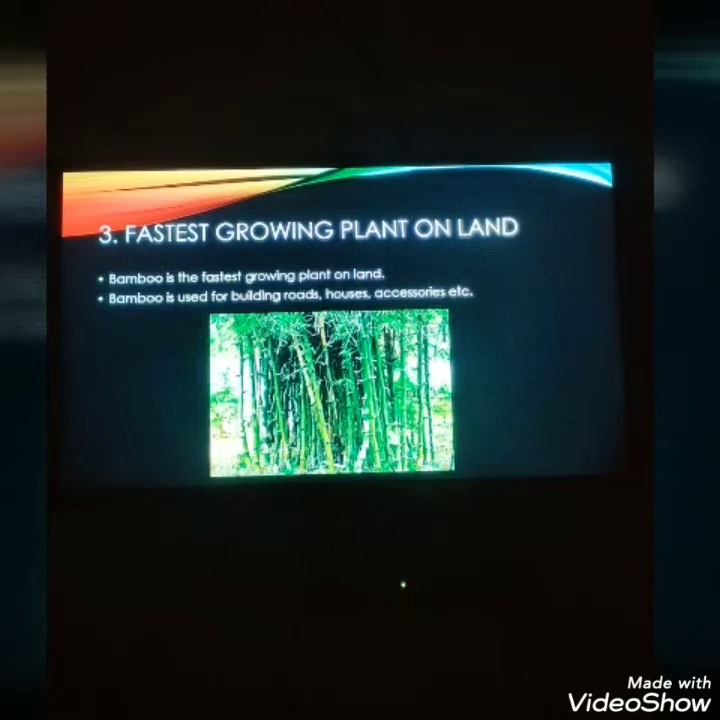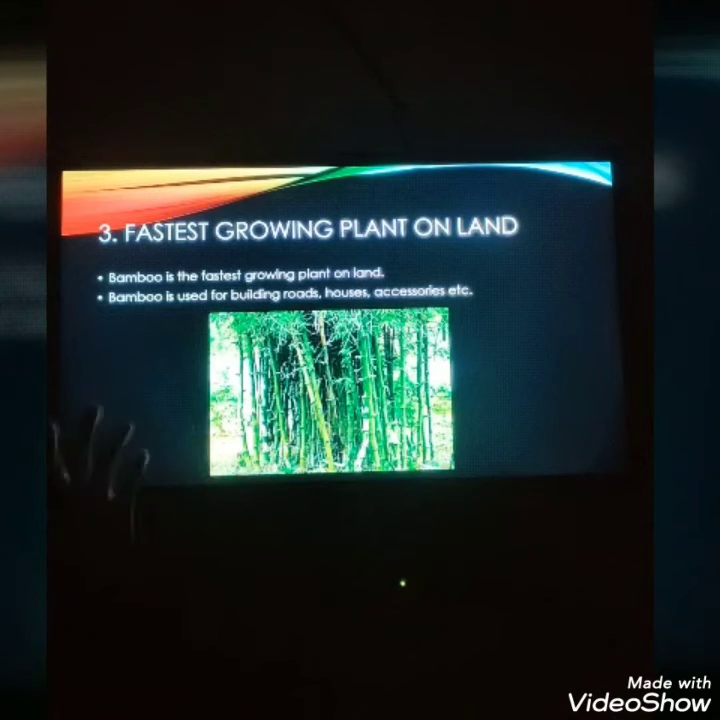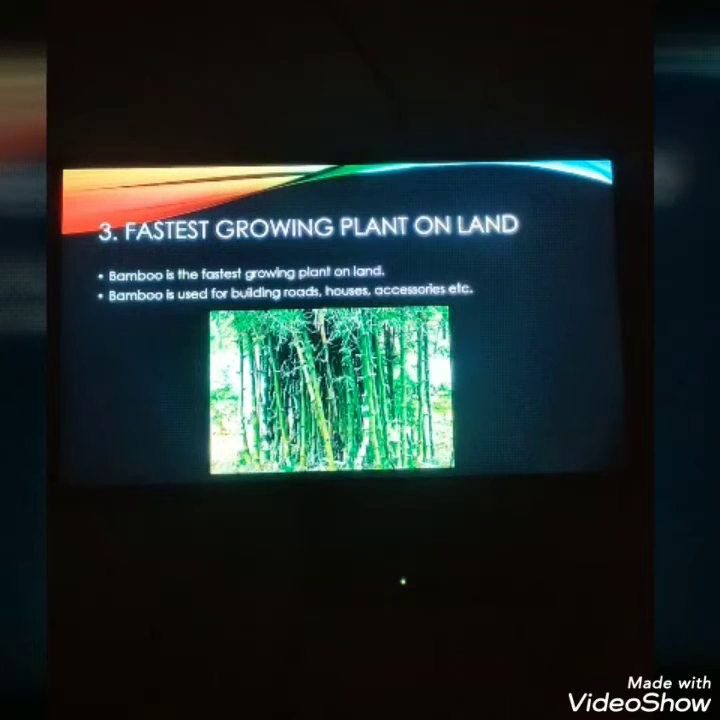Come on, point number 3. Fastest growing plant on land. You can see the picture of a plant over here. Which plant is this? Bamboo. Bamboo is the fastest growing plant on land. We can build houses, we can build roads, we can make accessories and jewelry from bamboo plant. Always remember, if anyone asks you the fastest growing plant on land, you will say bamboo.